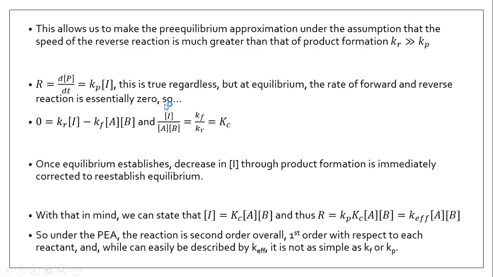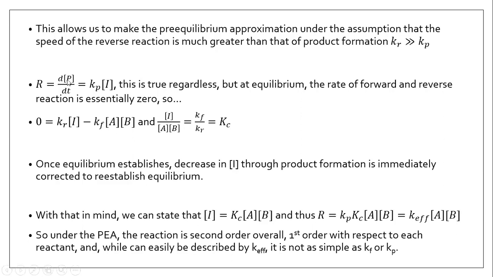So how will we treat this? This allows us to make a pre-equilibrium approximation under the assumption that the speed of the reverse reaction is much, much greater than the speed it takes to form a product. In the first one, the steady state, we're saying k1 is much, much slower than k2. Now we're saying k-1 is much, much greater than k2.